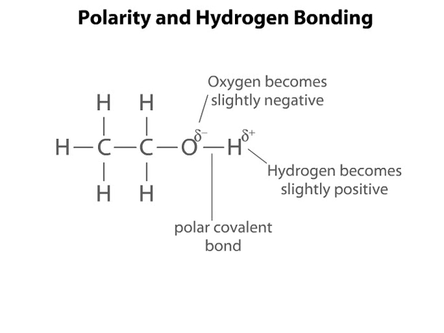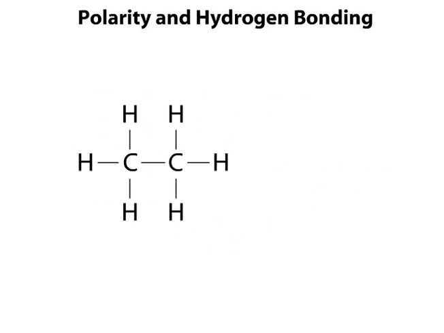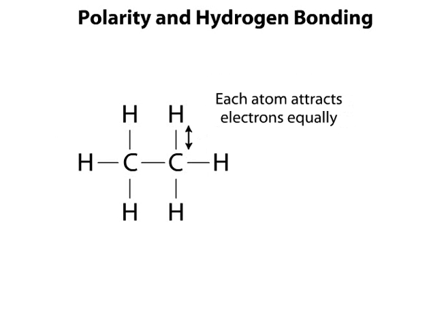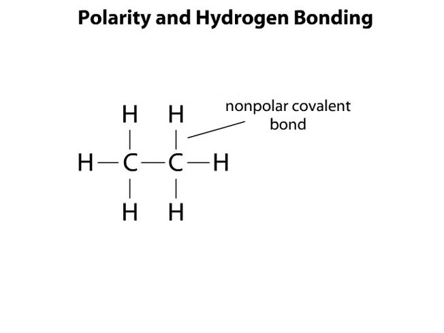Now let's examine the covalent bonds in ethane. All of the bonds are formed between carbon and hydrogen, which have similar low electronegativities and attract shared electrons nearly equally. No atom in ethane takes on a significant partial charge. The bonds between the atoms are non-polar covalent bonds.